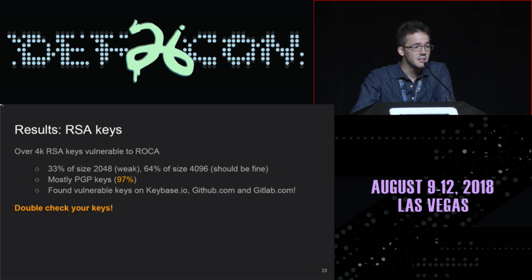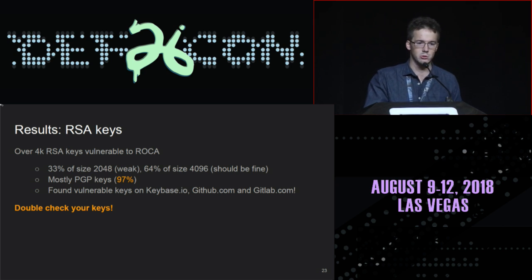So ROCA attack: we actually found PGP keys vulnerable to the ROCA attack on Keybase, GitHub, GitLab, everywhere. So double check your keys. You can check them using Python scripts offline on your computer or using our KeyLookup website. ROCA is not that bad, because if your key is in the two-thirds that have 4,000 bits, you're still safe. It will take way too long to actually compute the primes out of the public key. But if you're on the weak side, like 2,000 bits, it's feasible.